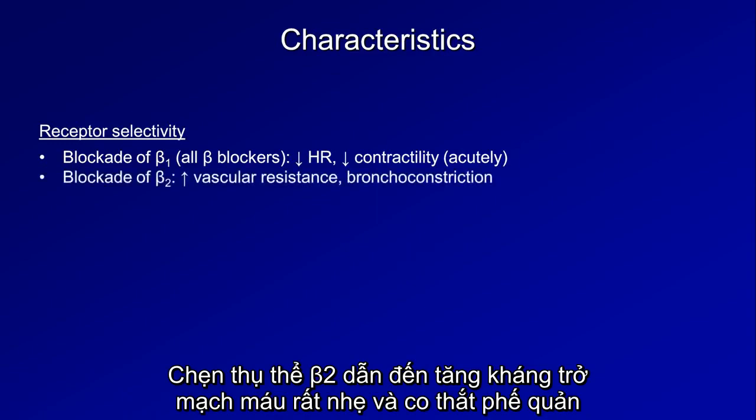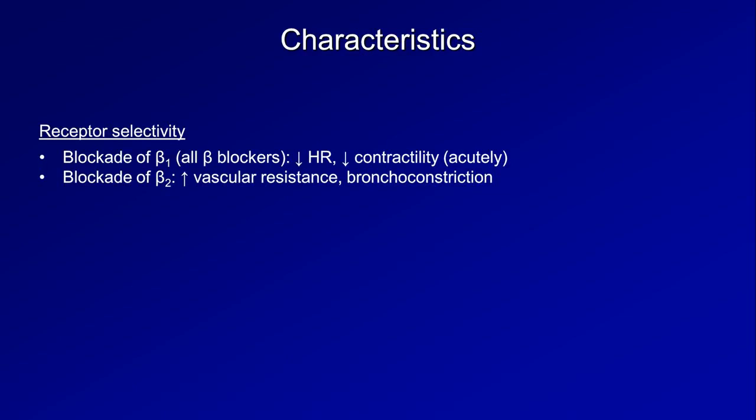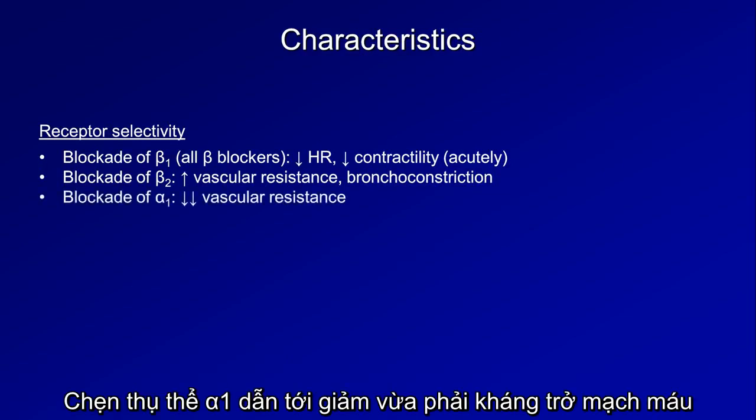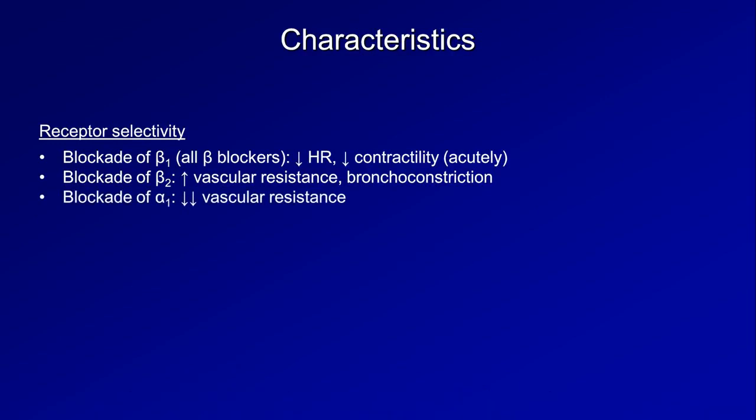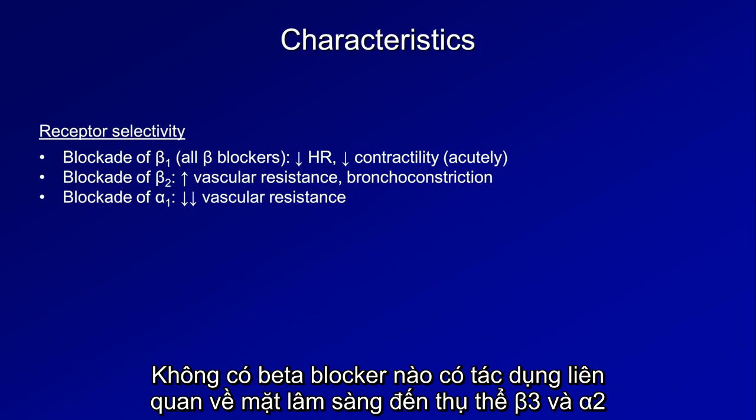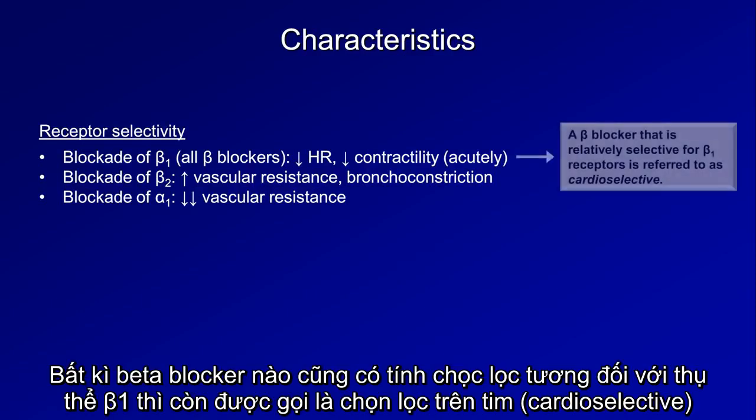Blockade of beta-2 receptors leads to a very modest increase in vascular resistance and leads to bronchoconstriction. Blockade of alpha-1 receptors leads to a moderate decrease in vascular resistance. No conventional beta blockers have clinically relevant action on beta-3 or alpha-2 receptors. Any beta blocker that is relatively selective for beta-1 receptors is referred to as cardioselective.